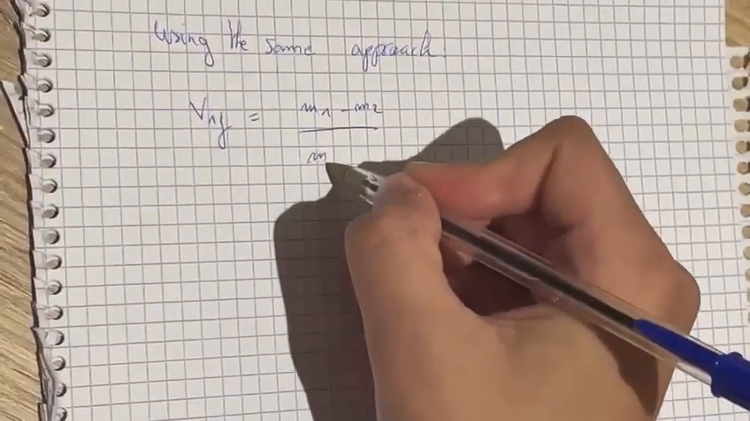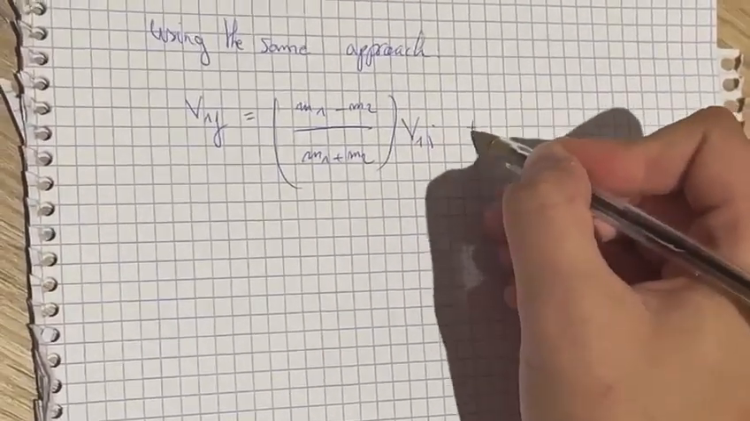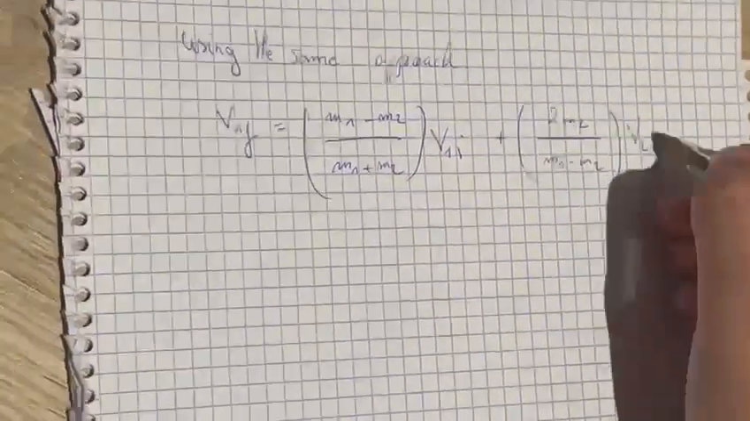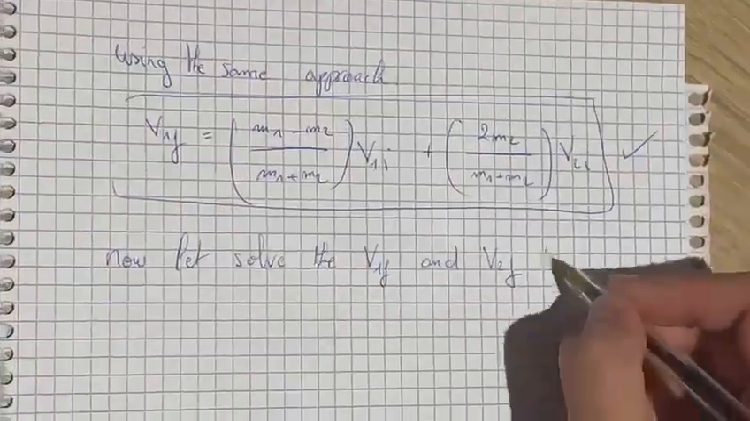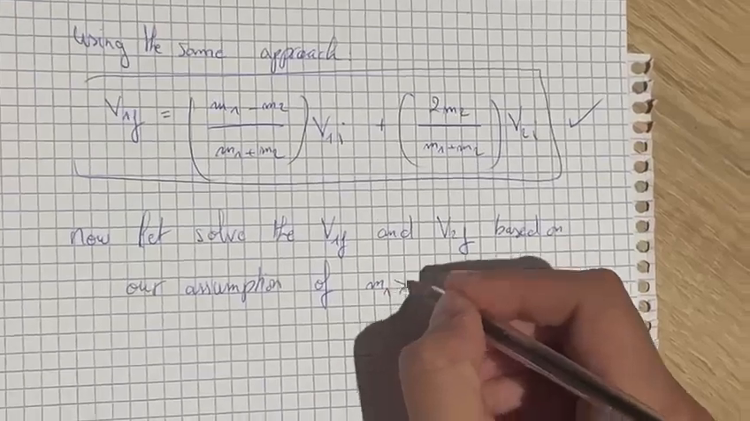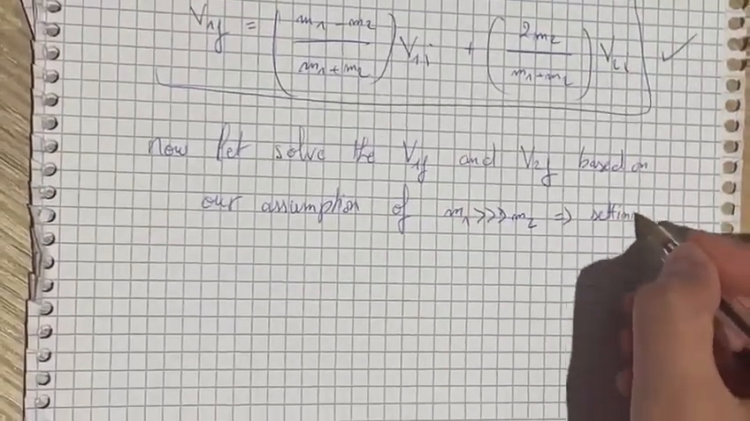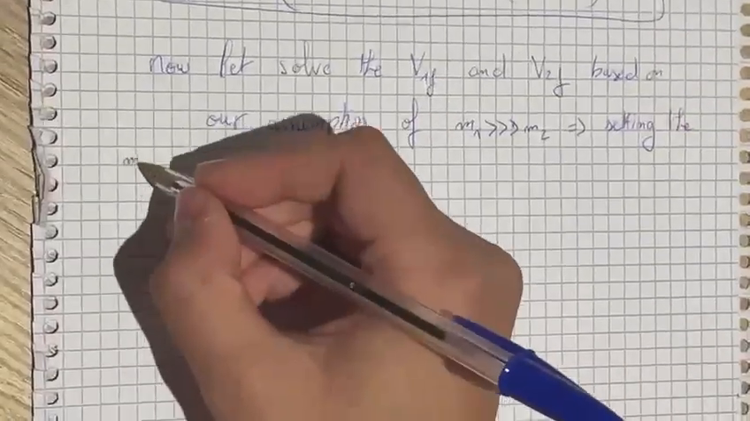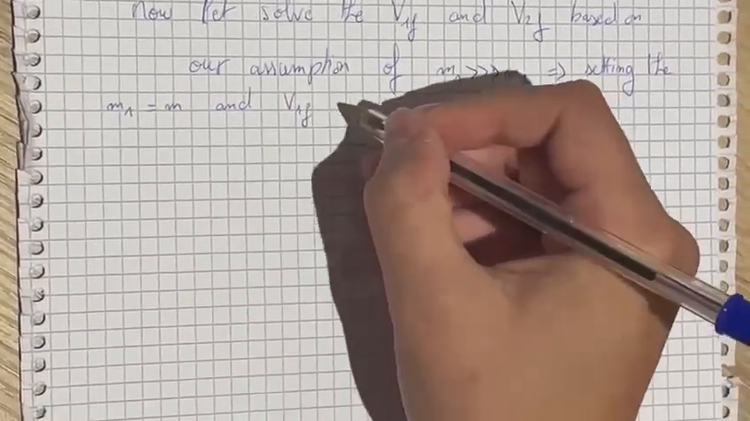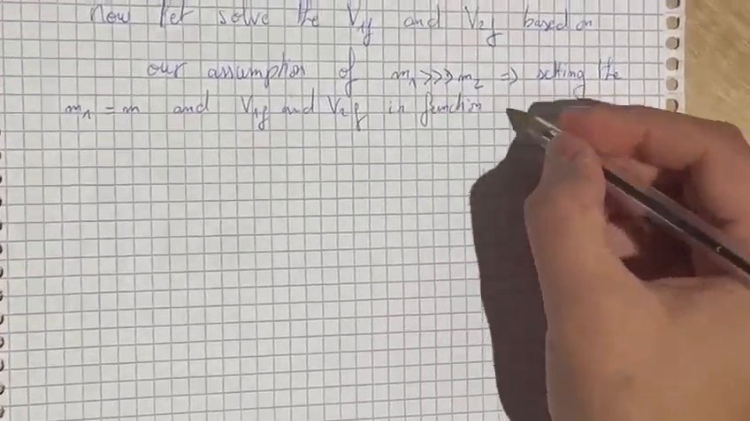Using the same approach, we can find the final velocity of the basketball in function of the initial velocities. Now let's solve the final velocities based on our assumption that m1 is way bigger than m2, by setting m1 to m and v1f, v2f in function of v in order to simplify the calculations.